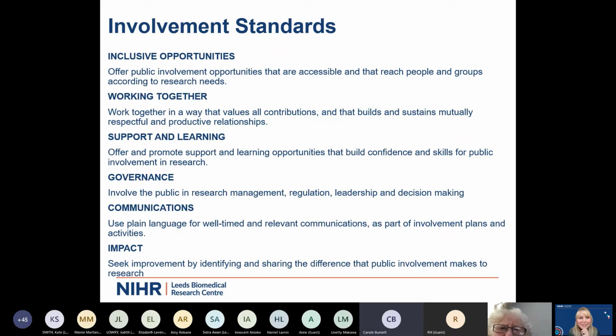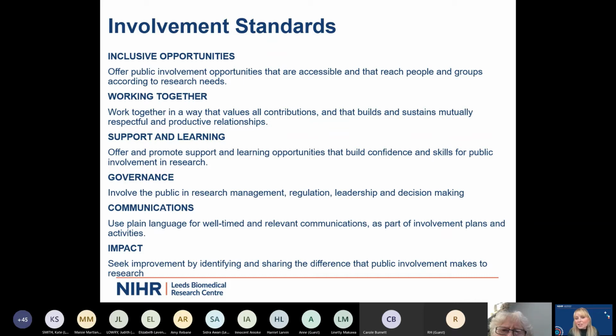Thanks, Carol. So the different involvement standards. Firstly, inclusive opportunities. It's important that the opportunities are accessible and reach groups and people according to your research needs. And we'll talk a bit about diversity later. Working together, it's important to develop mutually respectful and productive relationships with members of the public.